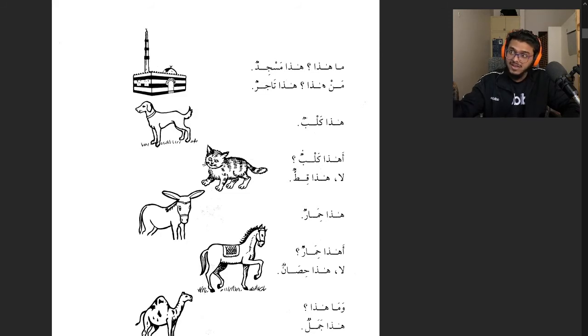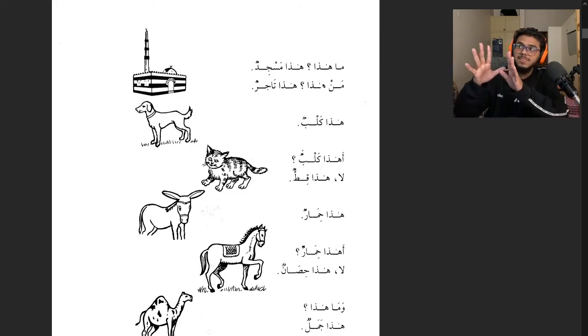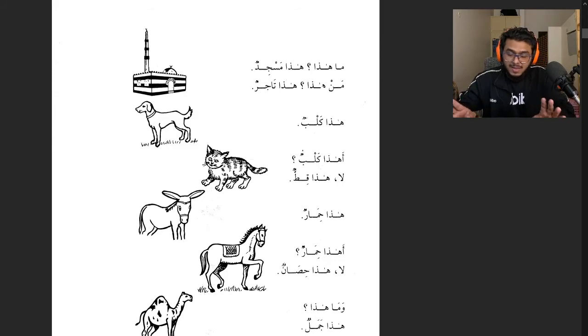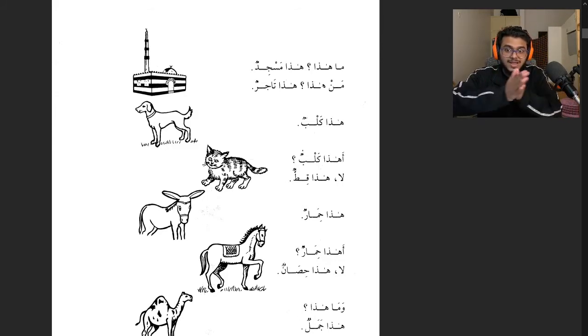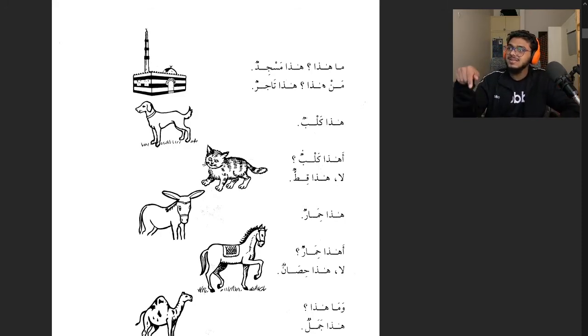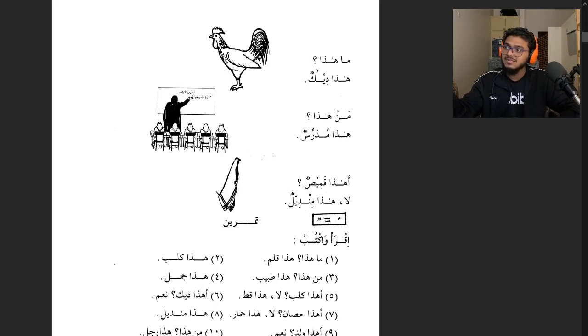Tajirun, mudhakkar. And these mudhakkar and muannath, whether feminine or masculine, male or female, don't only apply to people or living things. No, it applies to every word, just like I said. Qalamun, mudhakkar, right? Sa'atun, muannas, right? So let's see if we can find any muannas nouns here. Tajirun, mudhakkar. Kalbun, mudhakkar. Qittun, mudhakkar. Himarun, mudhakkar. Hisanun, mudhakkar. Jamalun, mudhakkar.